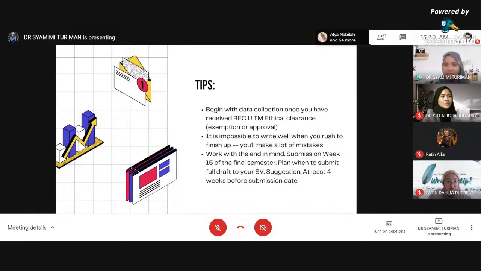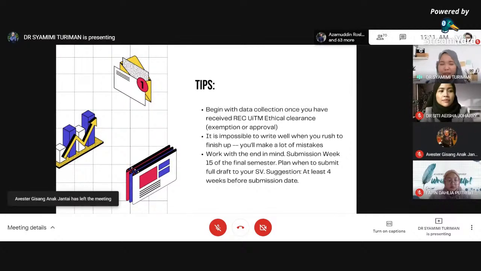The one month writing plan suggested by Dr. Aisha just now, I think, is very practical. It's doable. You can adopt that. Plan when to submit the full draft to your supervisor. Full draft meaning all the 5 chapters completed. It might not be a good one yet because it's a draft, but at least it's there, rather than just producing separate chapters. Just make sure that you find time.